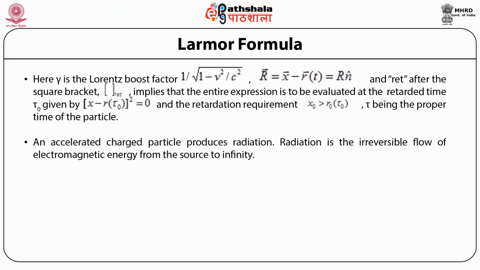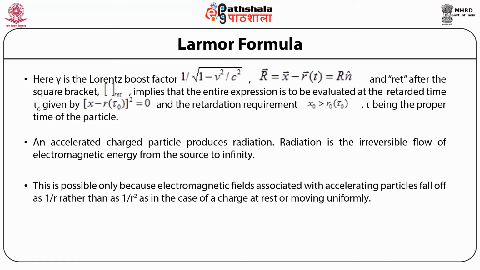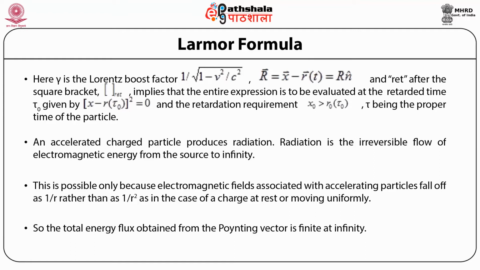An accelerated charged particle produces radiation. Radiation is the irreversible flow of electromagnetic energy from the source to infinity. This is possible only because the electromagnetic fields associated with accelerating particles fall off as 1 upon r, rather than as 1 upon r square as in the case of a charge at rest or moving uniformly. So the total flux obtained from the Poynting vector is finite at infinity.